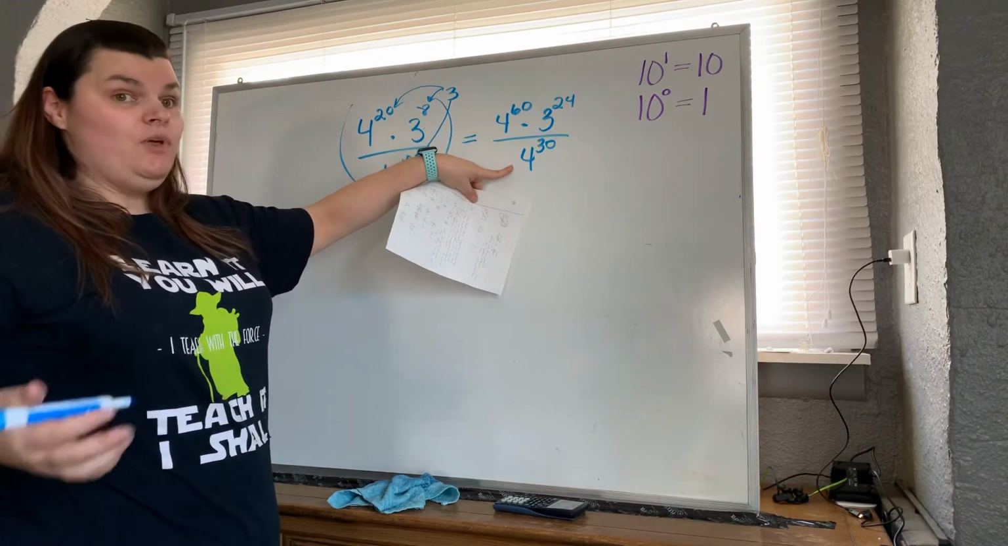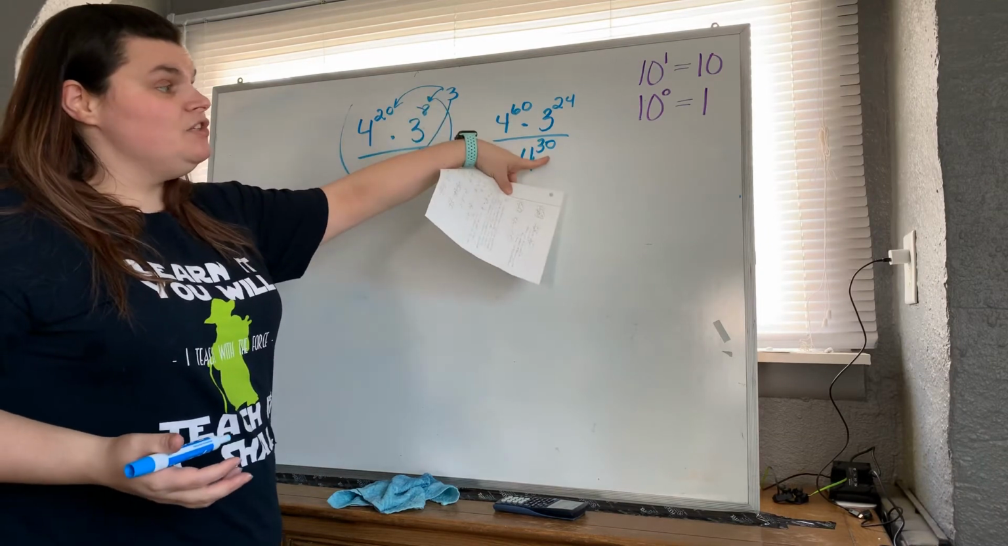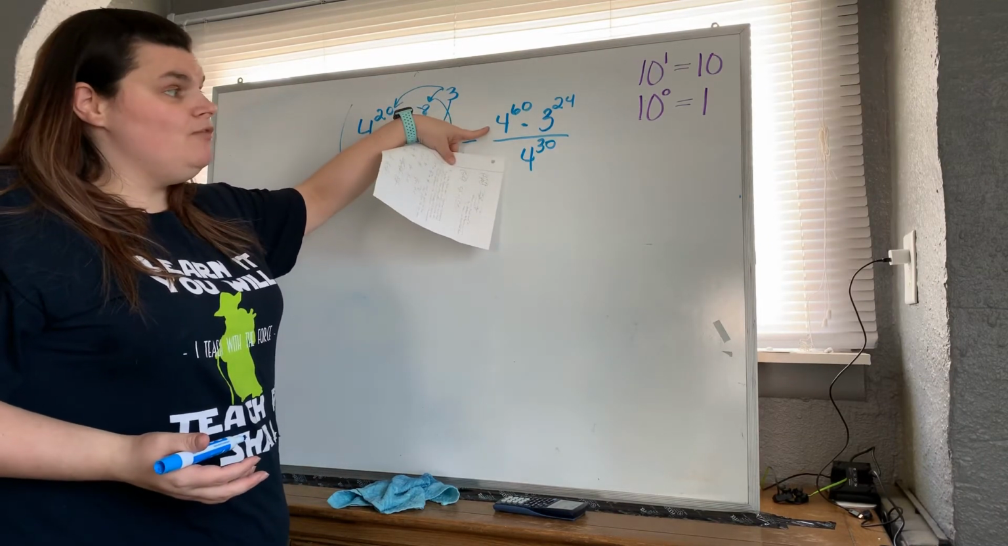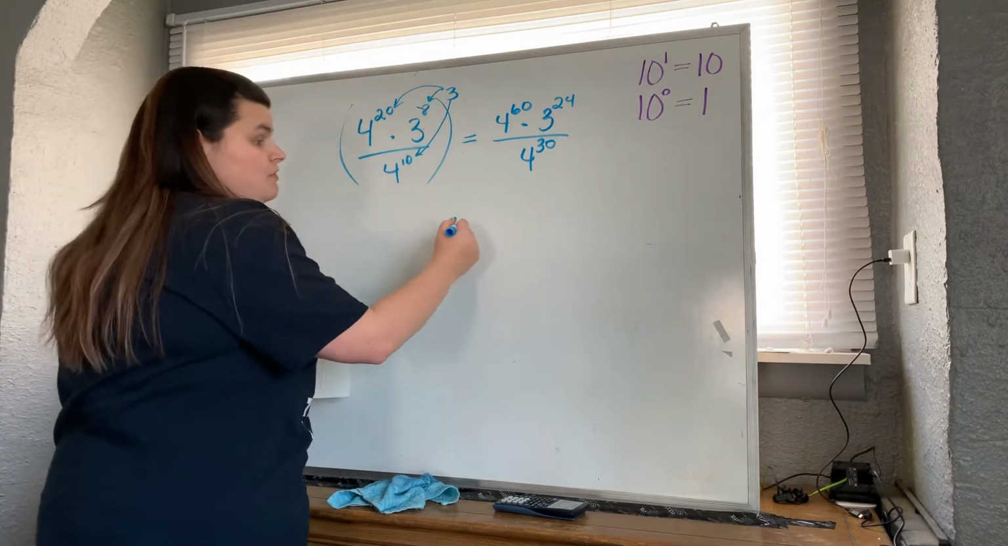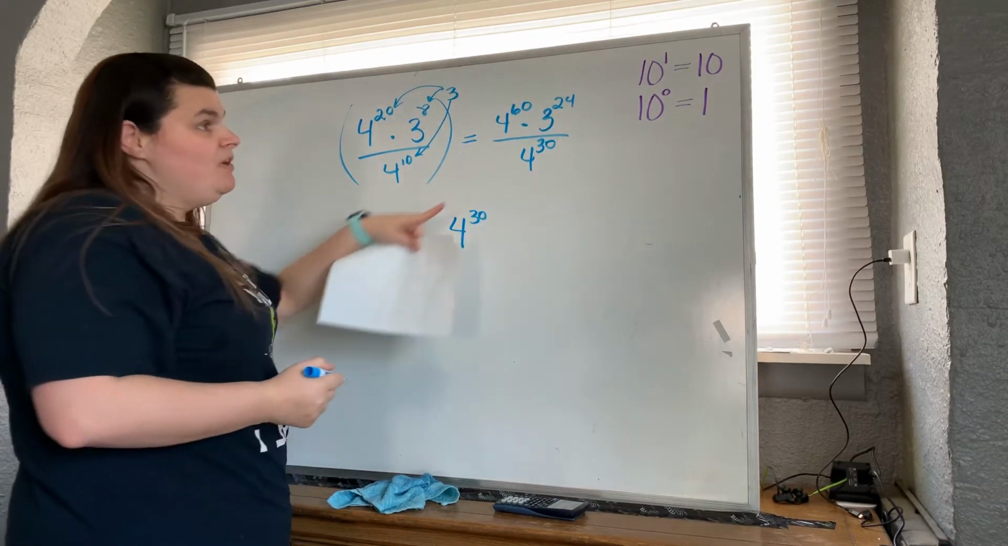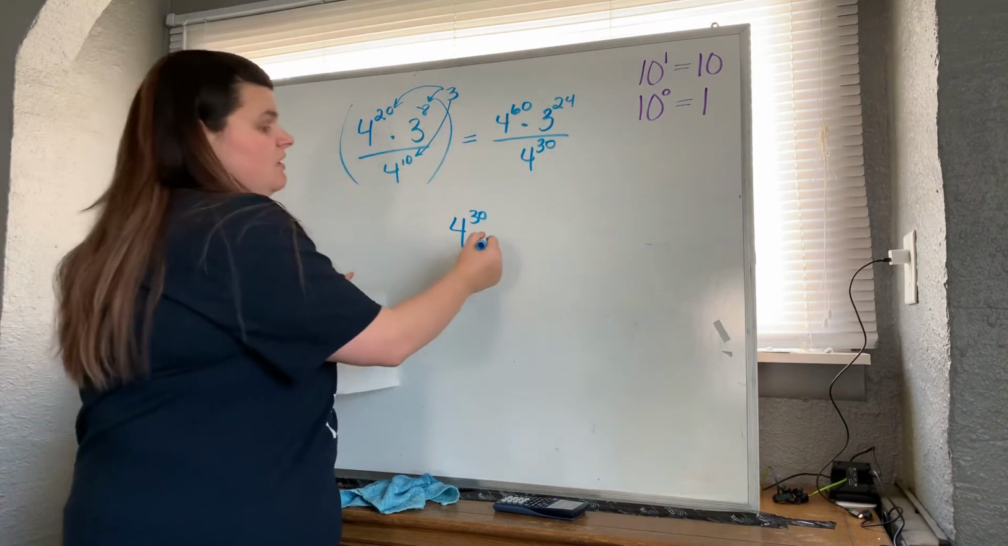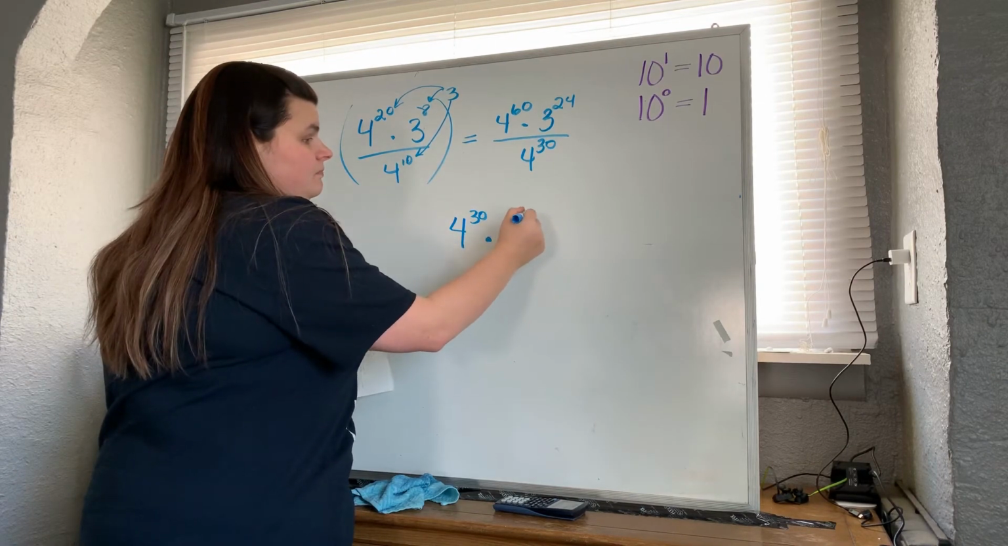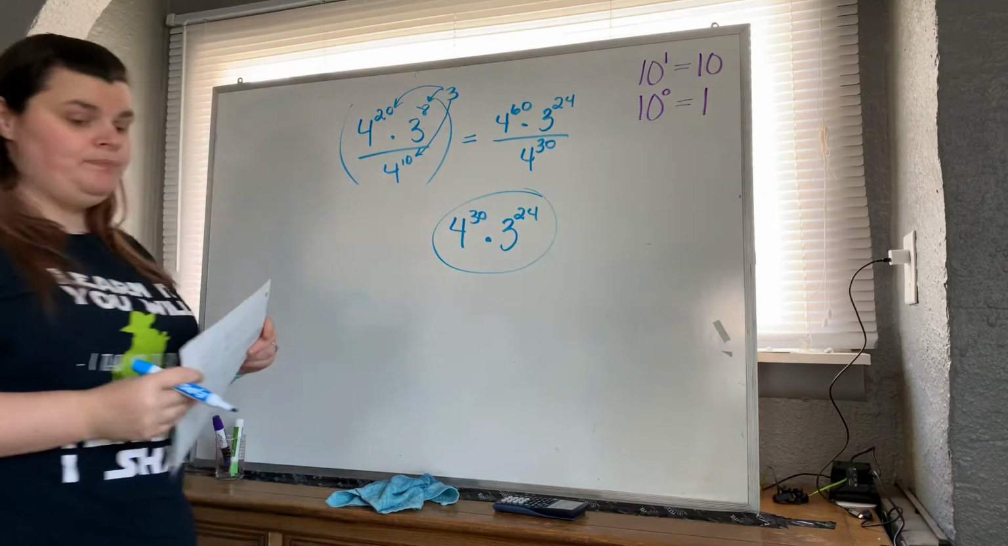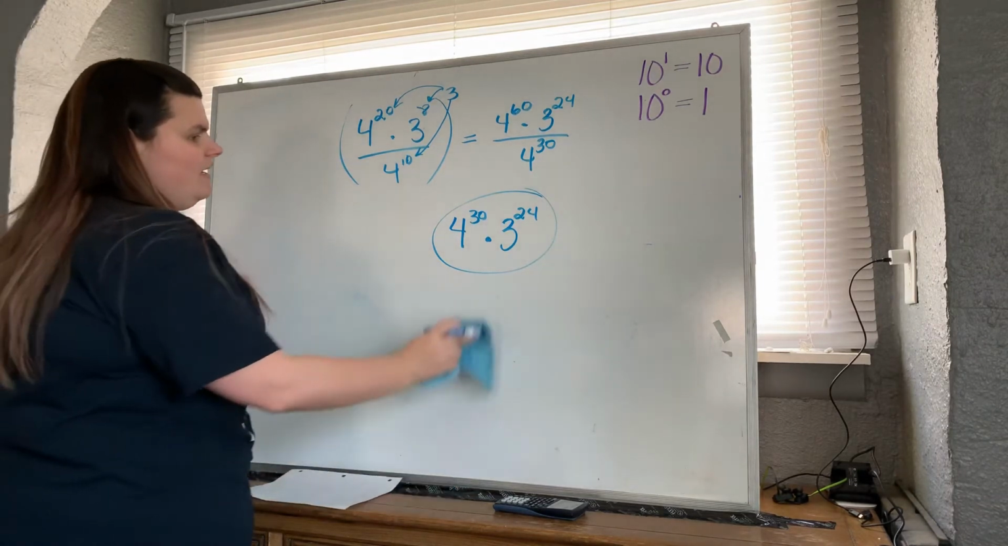So what can I do with them? Well, I can simplify them. 60 minus 30 is 30. That means there are 30 more 4s up top. So I'm going to keep those 4s up top. This 3 didn't change at all, so I'm going to leave it right there. And that's my answer.